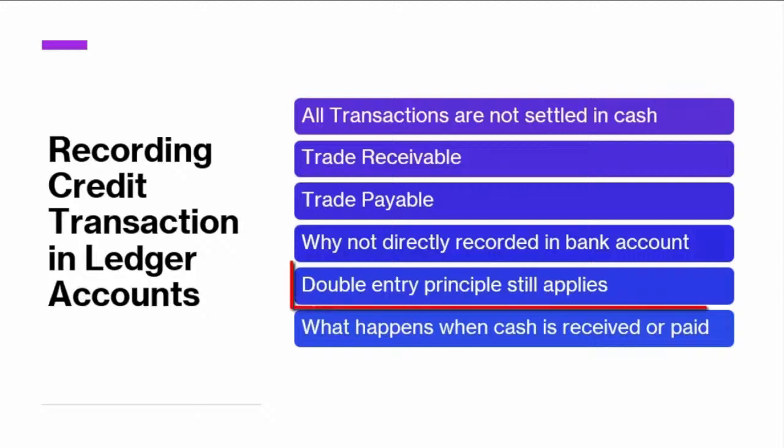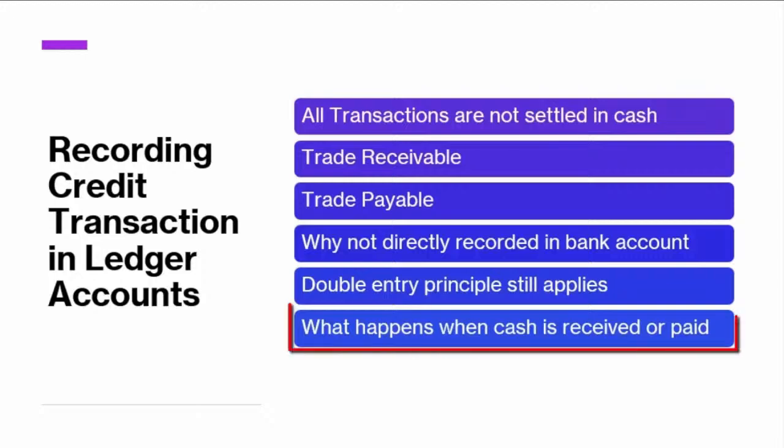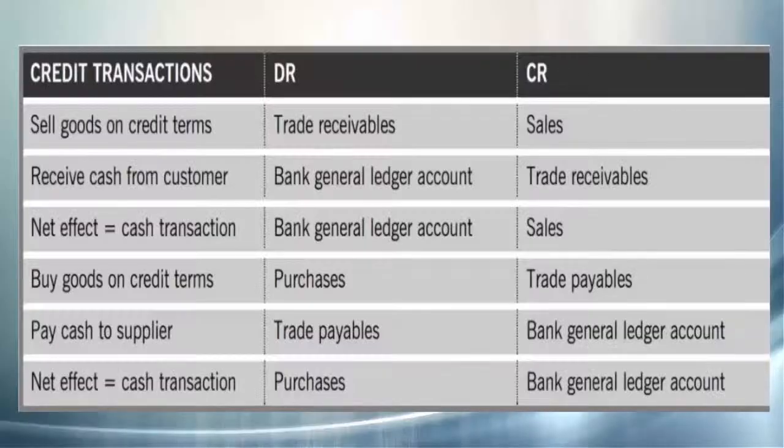3. The double entry principle still applies. Each transaction affects 2 accounts. One account is debited and another is credited to ensure the books remain balanced. 4. When cash is finally paid or received, the credit balance in the trade receivables or trade payables account is cleared by recording the cash payment or receipt in the bank general ledger account. Examples of credit transactions. Let's look at the table in the attachment and explain how different types of credit transactions are recorded in ledger accounts.